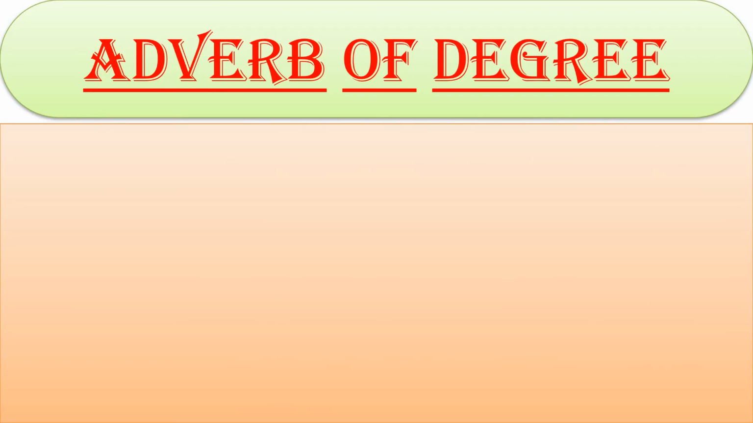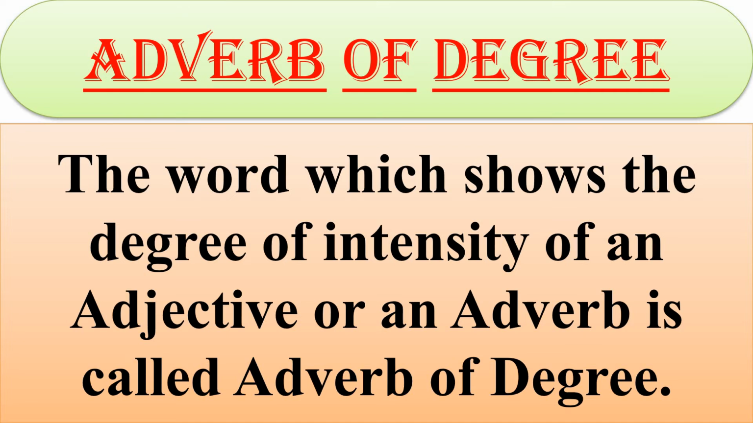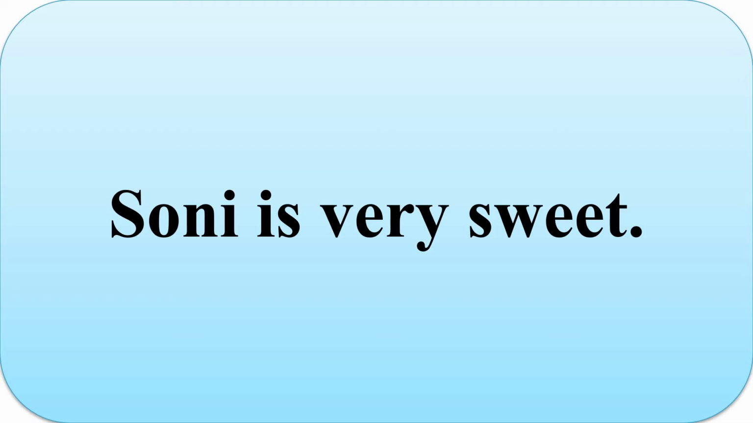Next is adverb of degree. The word which shows the degree or intensity of an adjective or an adverb is called adverb of degree. जो एडवर्ब्स किसी एडजेक्टिव की डिग्री की इंटेंसिटी बताते हैं उन्हें हम कहते हैं एडवर्ब ऑफ डिग्री। Sonu is very sweet. Very is the intensity of the adjective sweet. So, here very is adverb of degree.